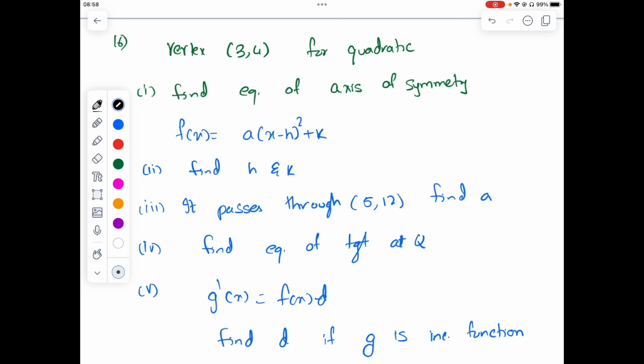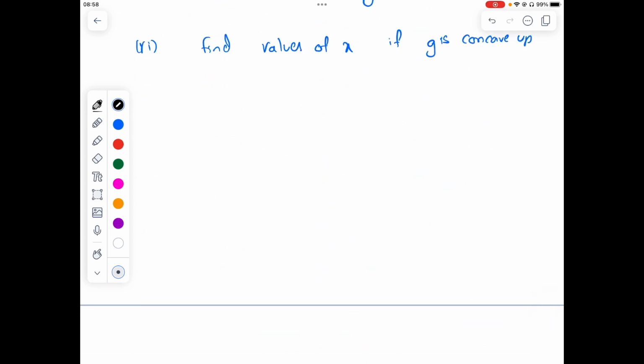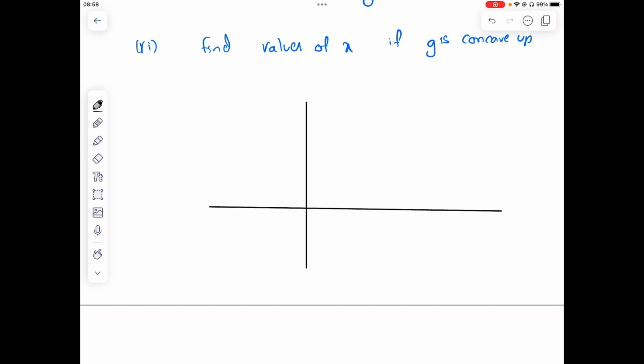That's going to be question number 16. The vertex is 3, 4 for a quadratic. Find the equation of the axis of symmetry. So we have basically a quadratic over here. Let me draw the graph. And the vertex of the graph is going to be 3, 4.